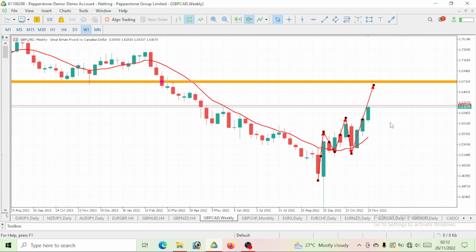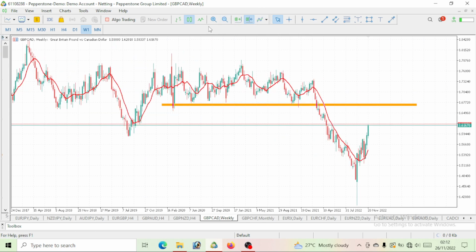So this week we'll also be expecting a bullish move, that our price will open and close bullish, coupled with the fact that price is above our moving average. So it makes sense for us to go bullish this week on GBP CAD.